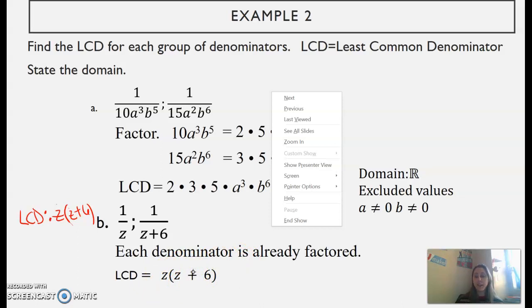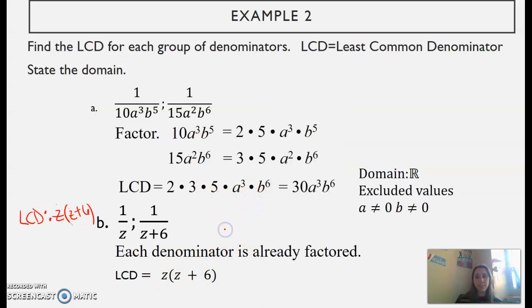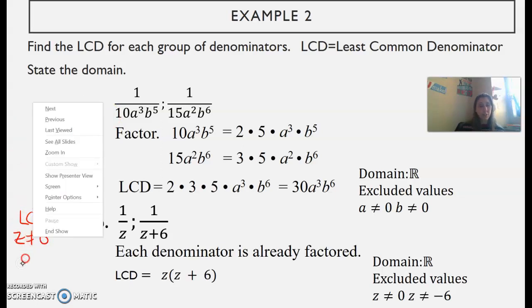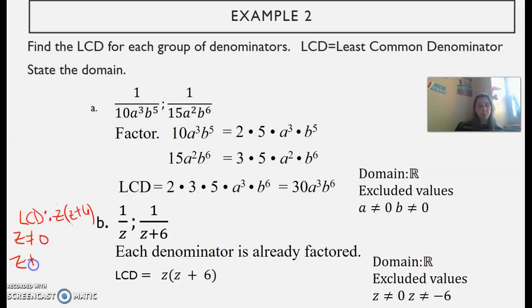So then the domain for that one, I think my face is going to cover it up. It does. The domain for this is going to be, let me move this, is going to be where z cannot equal 0. So this is where you set each factor equal to 0. I can't do any further. And then z plus 6 cannot equal 0. And so I subtract 6 from both sides, and that's how I get z cannot equal negative 6.